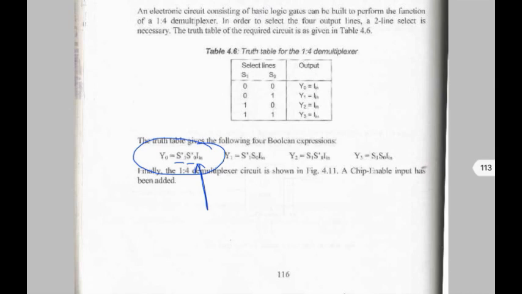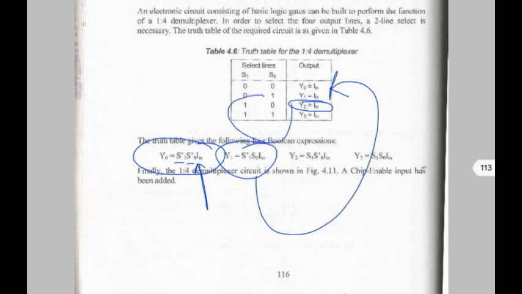These Boolean expressions are coming directly from this truth table. That is, when we want y2 to be equal to I in, it can be represented by a Boolean expression that says s1 is going to be 1 and s0 is going to be bar, or to be 0. Okay?